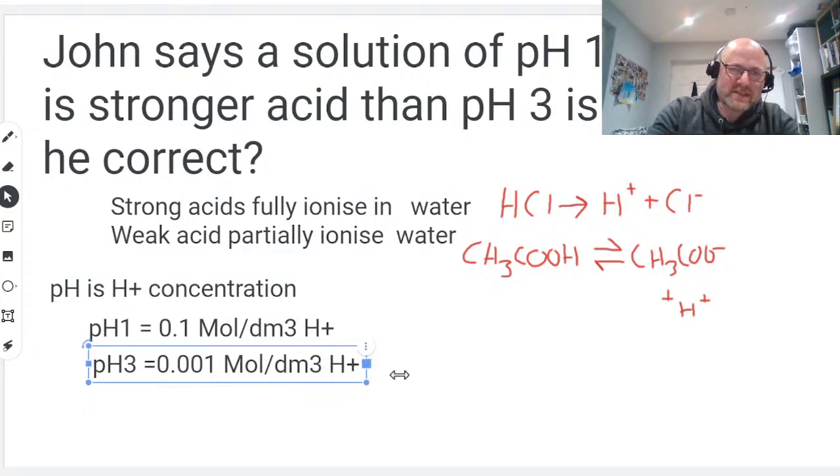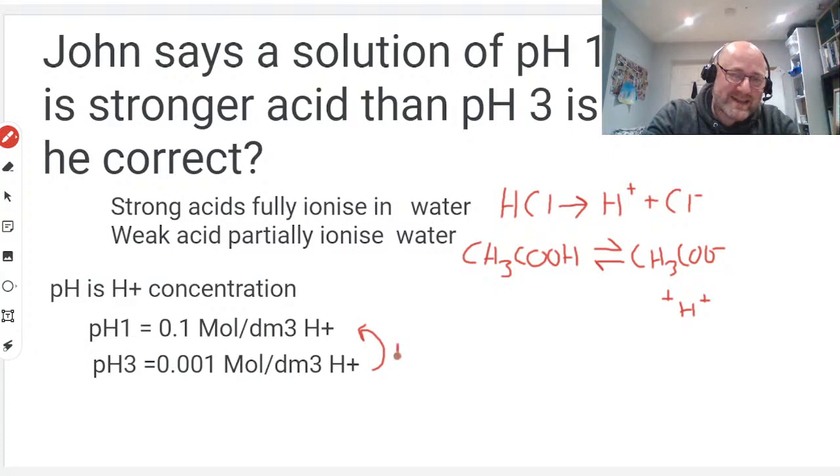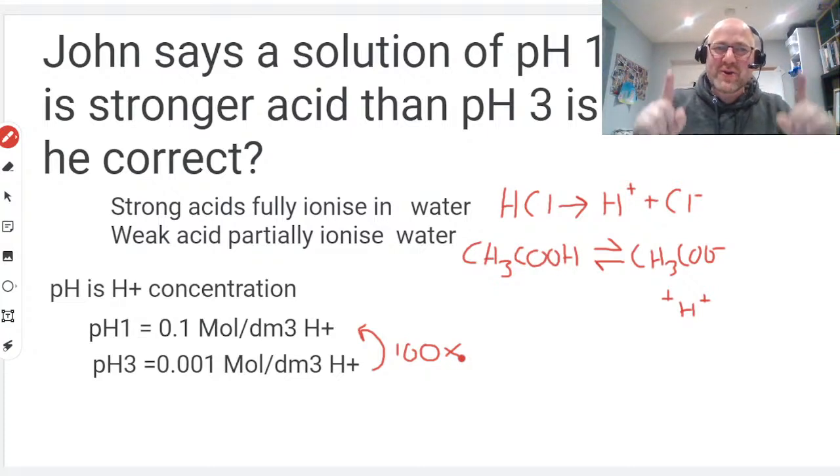So what does this mean? What John should have said is that pH 1 has a stronger concentration than pH 3, and he can even give the factor. Someone was saying about the times 10 factor. Going from pH 3 to pH 1, it's 10 to the power of 2, or two zeros. So it's 100 times stronger, pH 1 than pH 3. A 100 times stronger concentration.